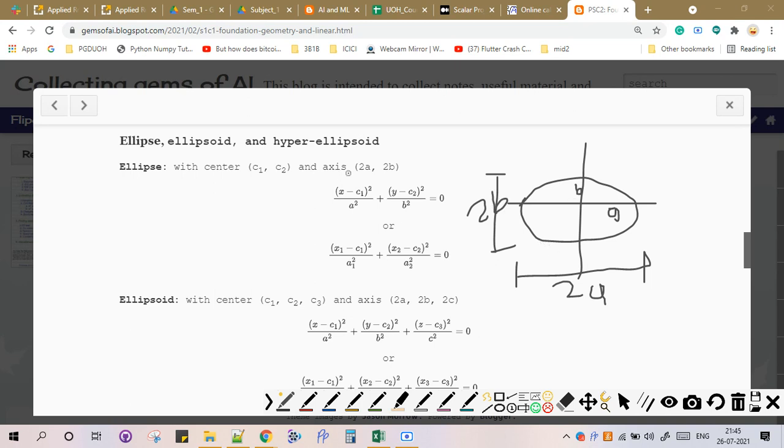So if you have this axis, major axis with 2a and minor axis is 2b, then the ellipse formula is defined like this: (x minus c1) square, (y minus c2) square, same as circle. Just divide each dimension. So this is c, this is c1, c2, this is x axis, this is y axis, right? So if you are taking x minus c1, this is x, this is y, then you need to divide by the corresponding axis. So this is 2a, right?